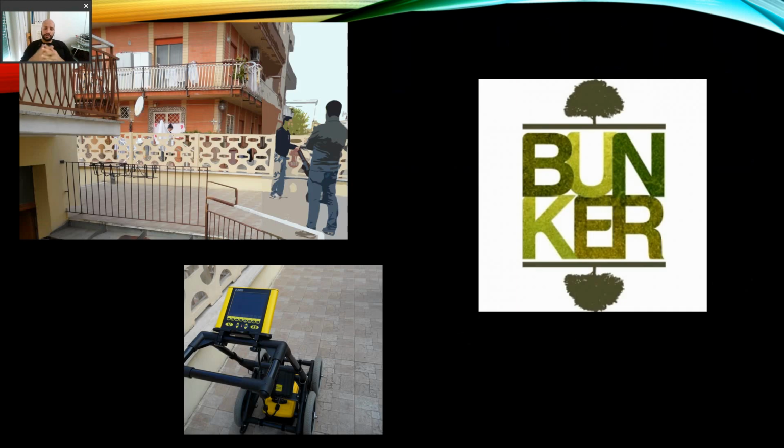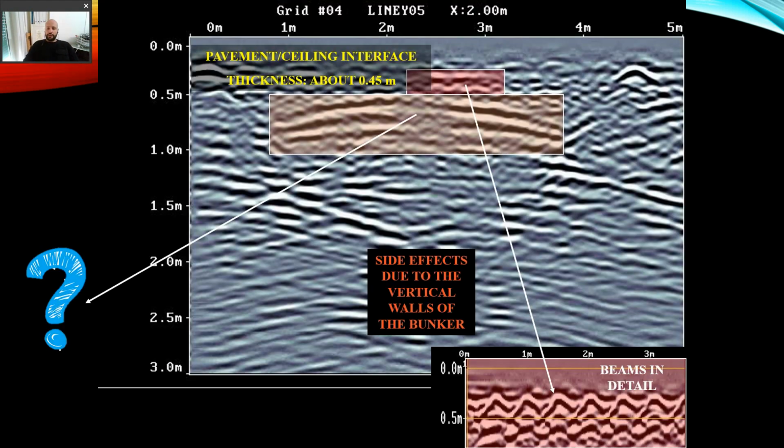Okay. First of all, the bunkers. Bunkers can be everywhere and of different kinds. This is an example of a very specific kind of bunker, more related to the mafia environment, and we used GPR to detect the presence of this kind of bunker beneath this pavement area. The radargram clearly shows the presence of several anomalies.